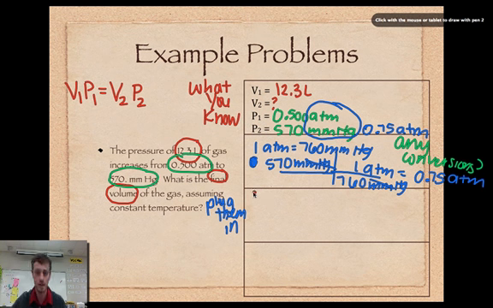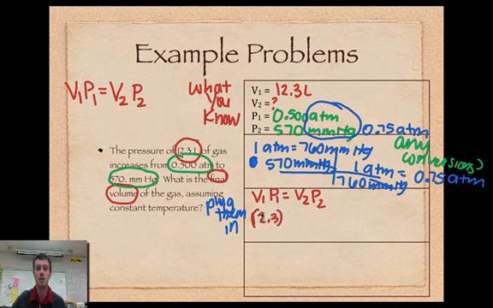Well, we said volume 1. So I'm going to just write out what my formula is again. V1 times P1 equals V2 times P2. My volume 1 is 12.3. Whoops, and I should put my units, liters. Times my pressure 1, so that's 0.500 atmospheres. Is equal to my volume 2, which we don't know, so we're going to leave that as volume 2, times my pressure 2. We want to make sure my units are the same as my pressure 1.